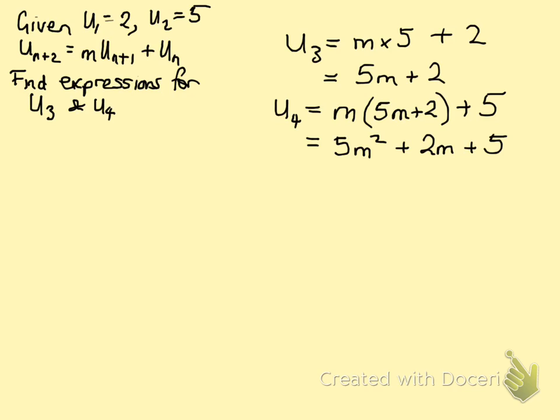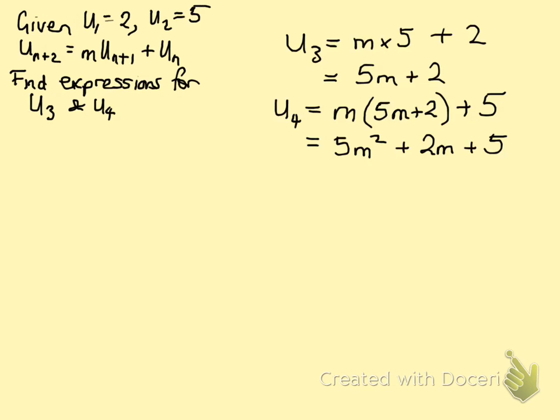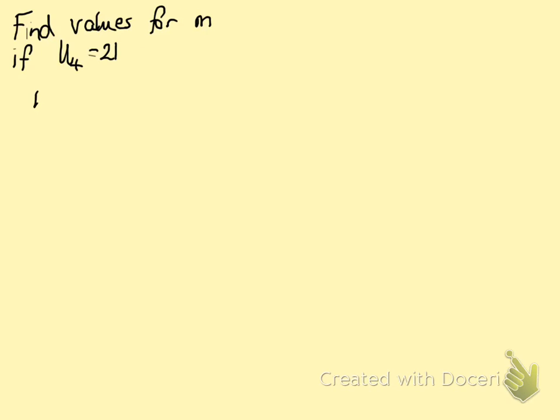We can extend this, however, and try and find values for m if U4 is 21. We have been given a hint in the question by saying find values and not just value. From previously, we know 5m squared plus 2m plus 5 is the expression for U4, and we now know this is 21.